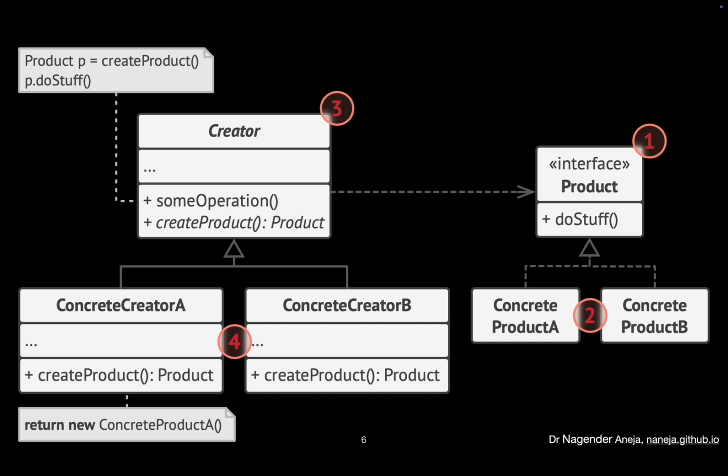Okay, in case we get another product, we can say, okay, concrete product C, and then we can add another creator. So in this way we can extend our software.